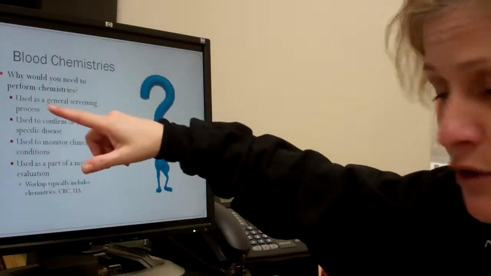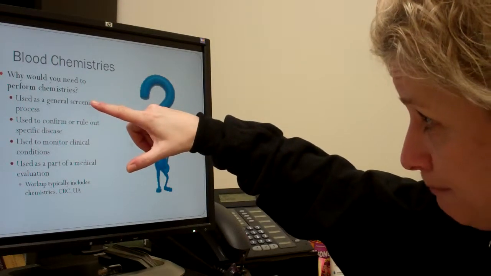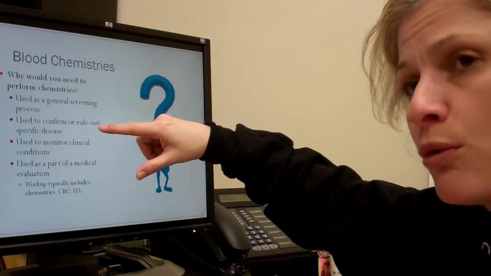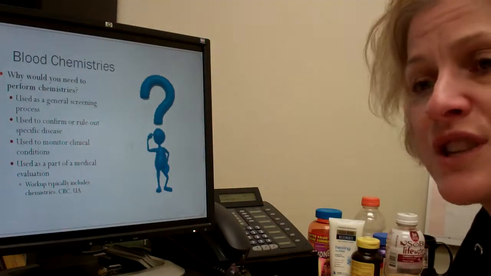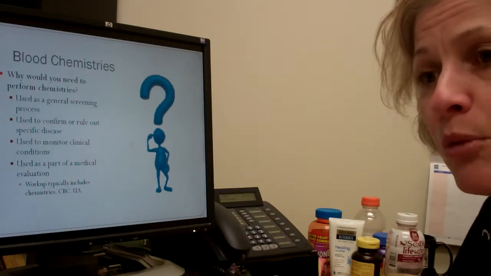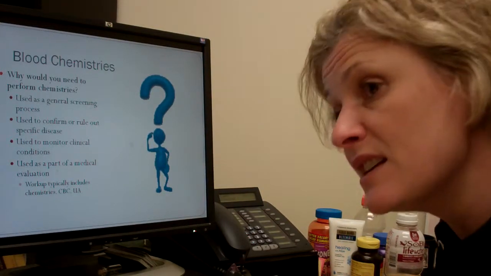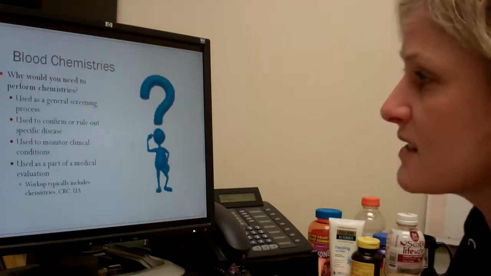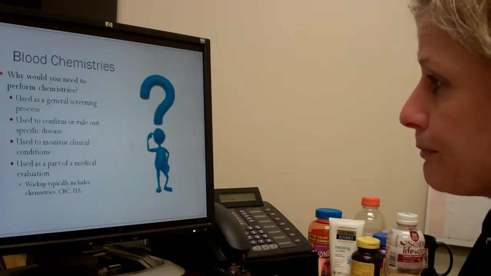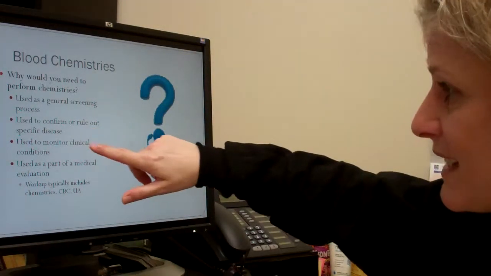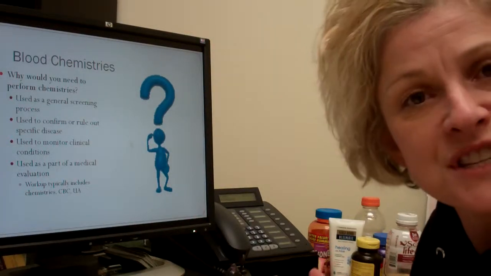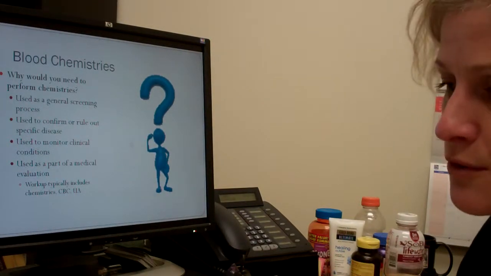As I've mentioned, I've used it as a general screening process, giving us some baseline information to confirm or rule out a specific disease. If you're suspicious of an organ disease, if you have an animal that you are suspecting kidney disease or liver disease or pancreatic disease, you can use this to help you rule this out or to confirm it, to say yes, the animal does.